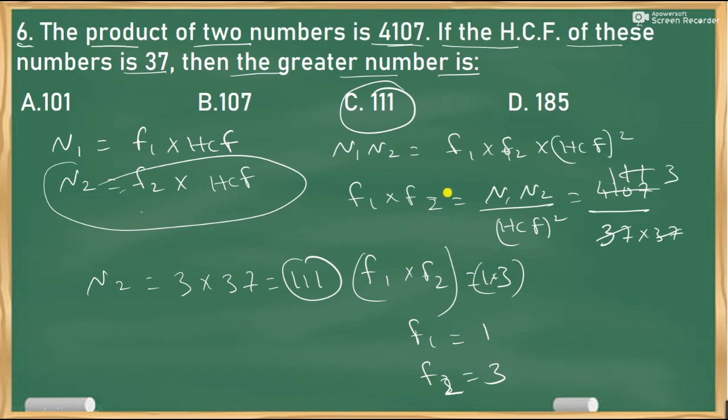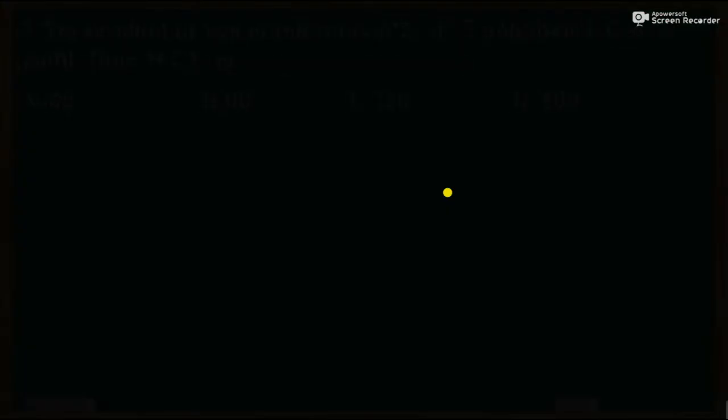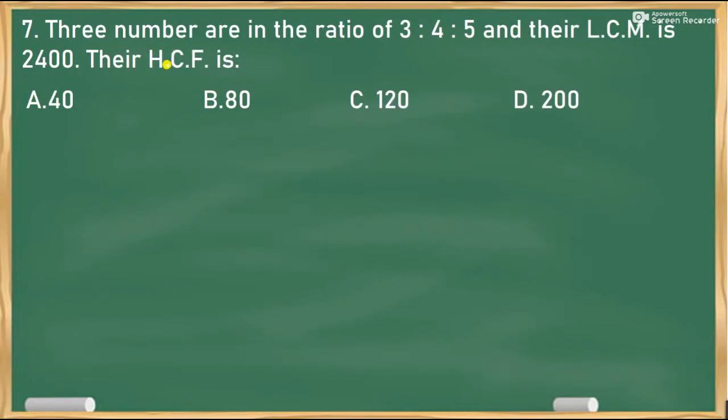Clear? Okay. So let me go for the next question. Seventh one. Three numbers are in the ratio 3 is to 4 is to 5 and the LCM is 2400. The HCF is dash. Now, what is the ratio? Ratio is what is left out once we cancel or divide with the HCF. Whatever is left out once the HCF is gone is the ratio. Clear?